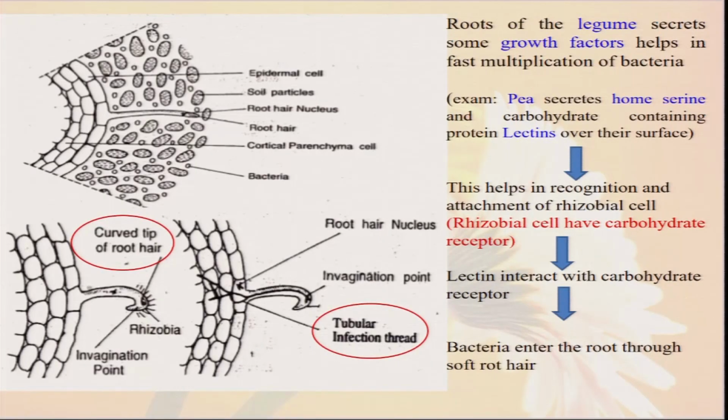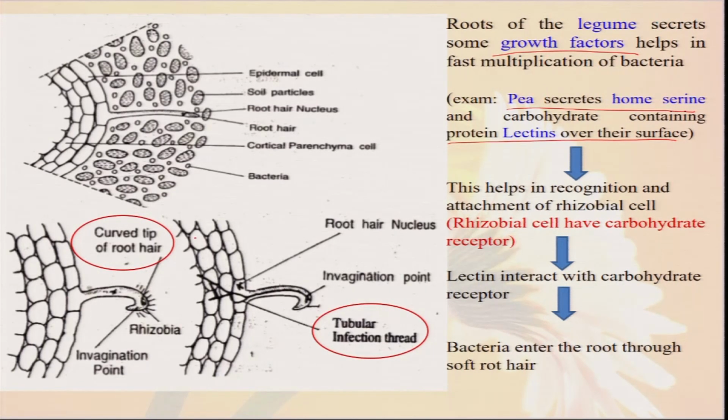If you see this picture, this is how nodule formation happens. In the roots of the legume, some growth factors are created. For example, pea secretes homoserine and a carbohydrate-containing protein, lectin, over the surface. Then the rhizobium is attracted. The lectin interacts with the carbohydrate receptor, and bacteria enter the root through the soft root hair.